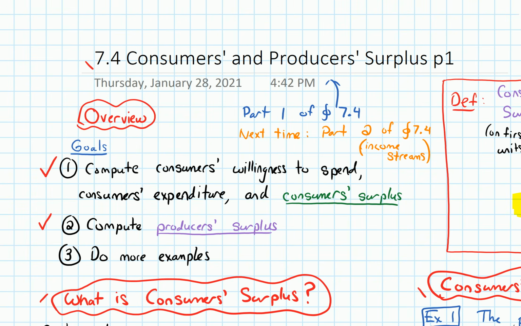Alrighty, so in terms of our goals for this section, we have finished our last goal. Now that we've talked about producer surplus, we did an example where we computed it. That involved finding an equilibrium first. So remember, this was just part 1 of section 7.4. Next time, we'll get into the second part of this section, which talks about income streams.